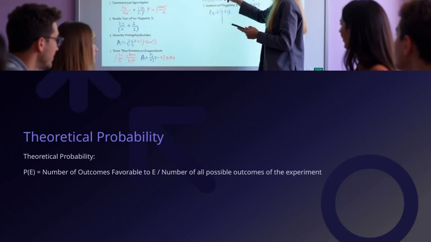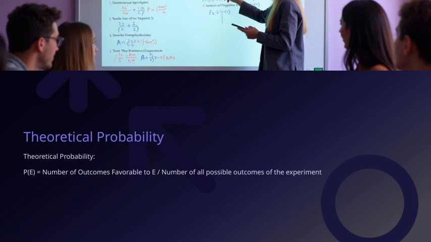So, this formula connects directly to the overall theme of understanding and predicting outcomes through data. Let's take a closer look at this formula for probability. P of E, which stands for the probability of event E happening, is equal to the number of outcomes that are favorable to E divided by the total number of possible outcomes in the experiment. Essentially, this means we're looking at all the ways event E can occur and comparing that to all the possible outcomes that could happen in the experiment.